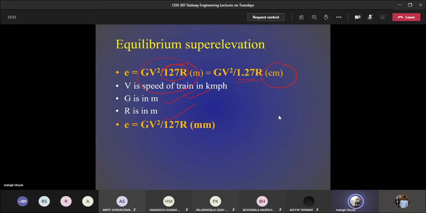Now there is one more variation that we will be using in case of solving the numerical: E is equal to GV square over 127 R. So see, this is almost the same. Both the derivations are the same, but here I am saying meter, here I am saying millimeter. So is there any change in this equation? Is there any unit change for anything?